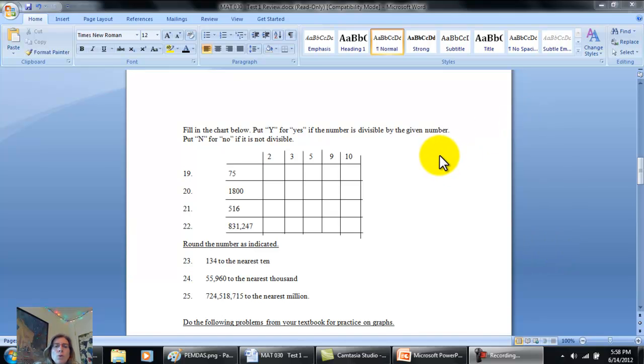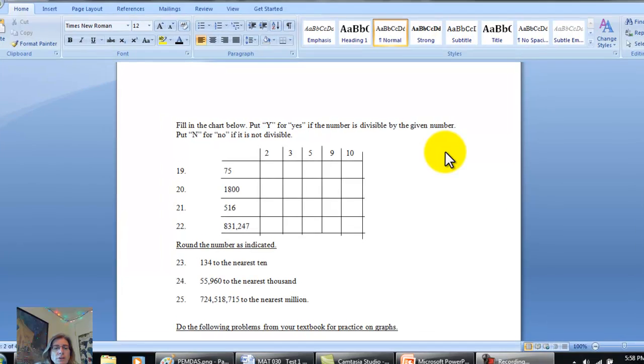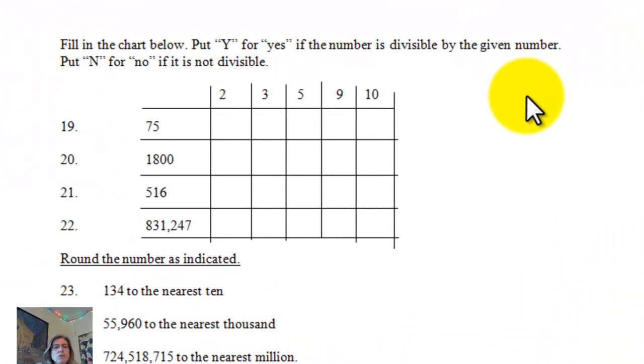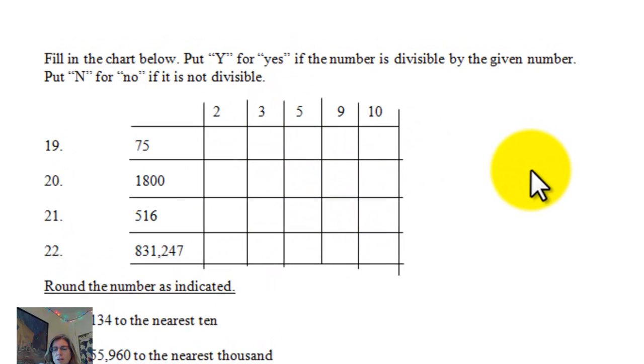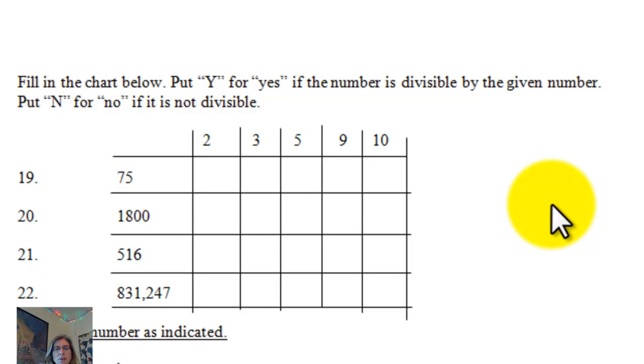All right, we're going to work on divisibility rules and rounding numbers. So this will cover on the test review numbers 19, 20, 21, 22, 23, 24, 25. But how you fill out this chart is really important. For those that are bothering to look at some of these videos, there's a chart very similar on the test, so it's really important to know how to fill it out.